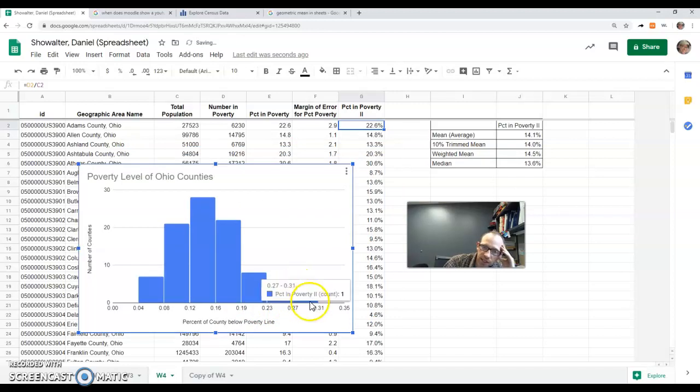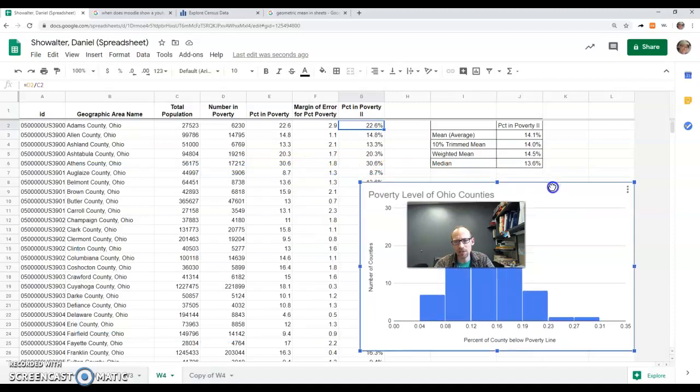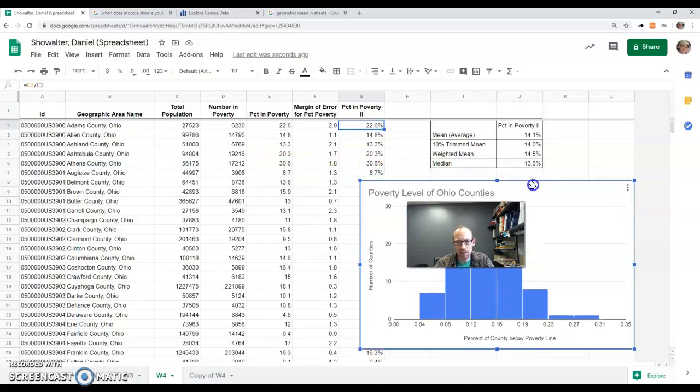It also allows us to see if there's outliers. So we do see that there's two counties here. If we hover over it, it says count one. So there's two counties that have pretty high poverty levels in Ohio, and I happen to know what they were because I've been in them before.